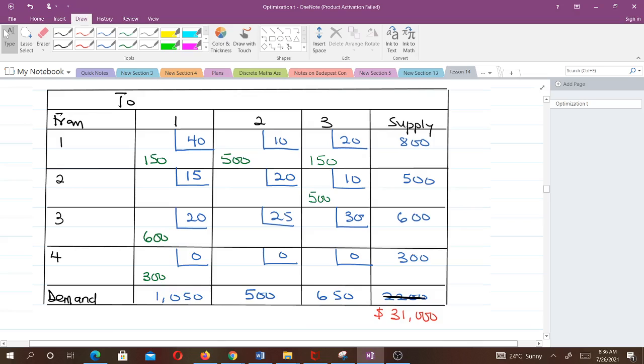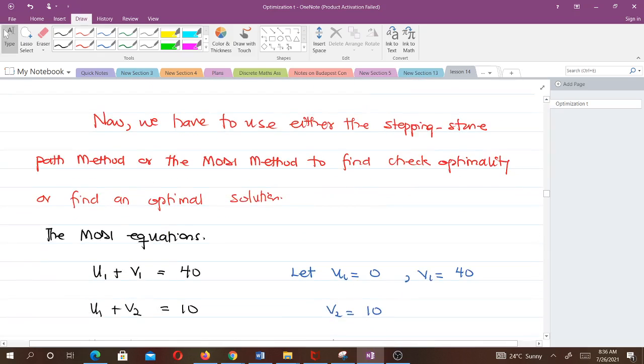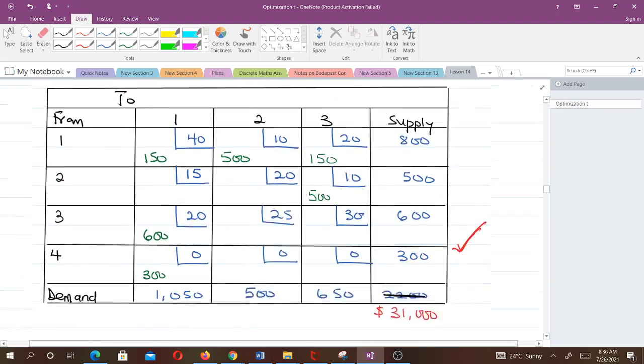So you can see I did this in a different way, but you can also do it in a different way as well. And that's how I did mine here. And when I did that, the minimum cost was $31,000, right? So after doing this, the next thing for me to do is to check to see if the solution is optimal by using a stepping stone method or the modified distribution method. So I'm going to use the modified distribution method to check optimality, right?